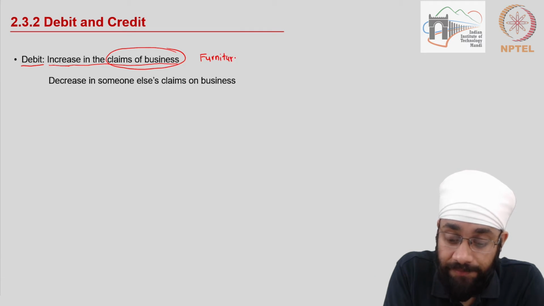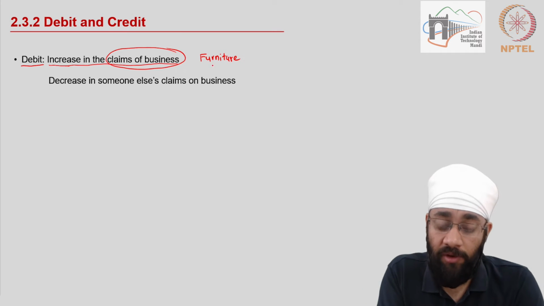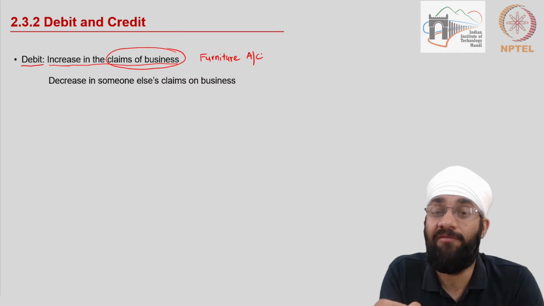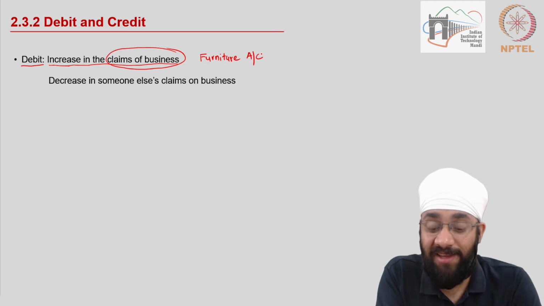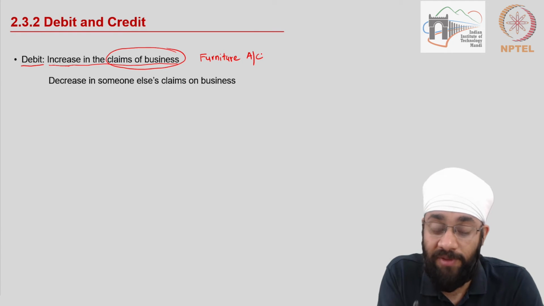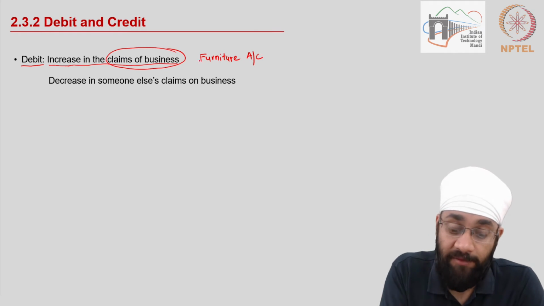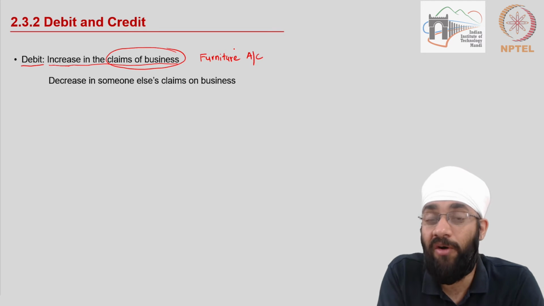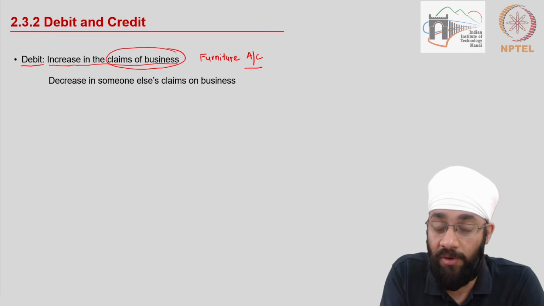All right. So if the claim of business is going up, let us say on an item called furniture, we are going to say furniture account. And we've also learnt about the types of accounts. I'm going to put that to use as well shortly. But furniture account, the record of furniture. Account is simply a record.